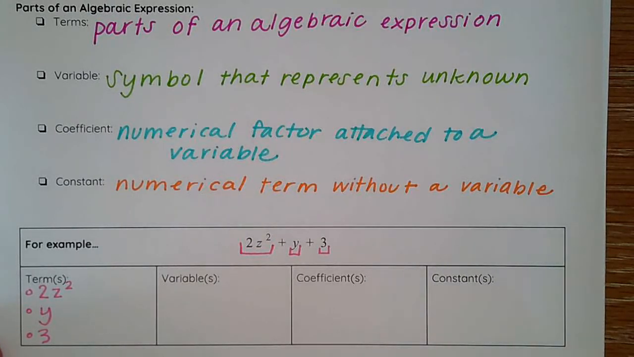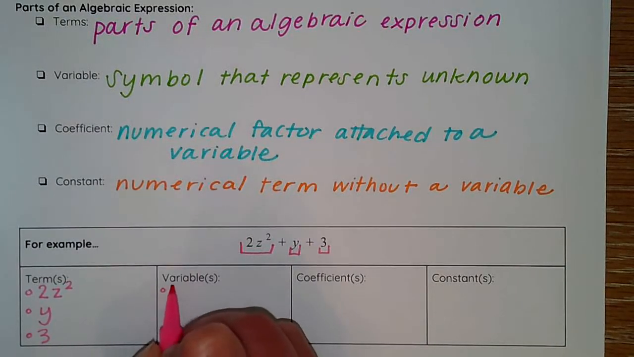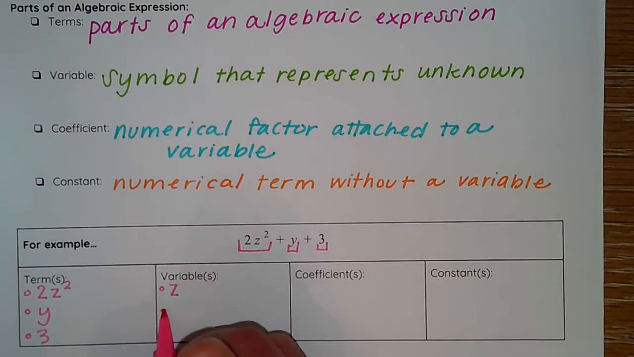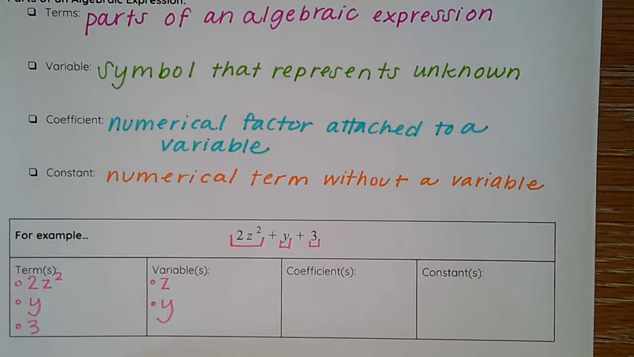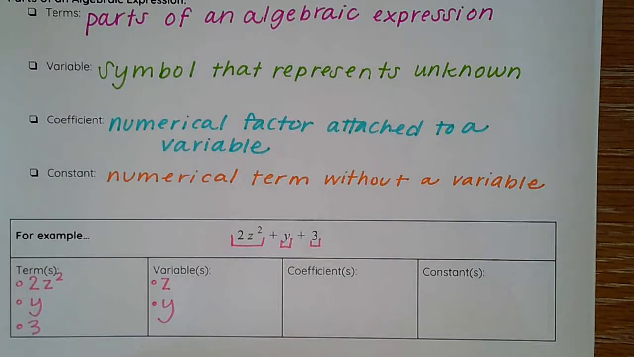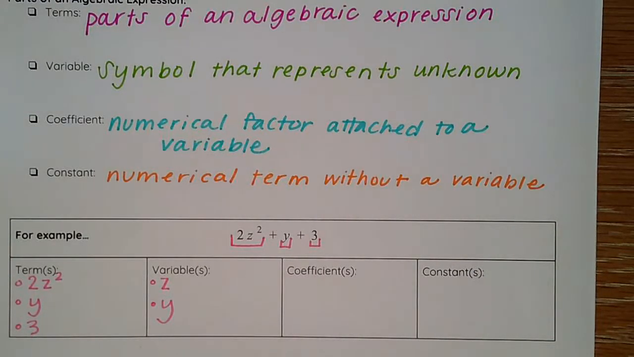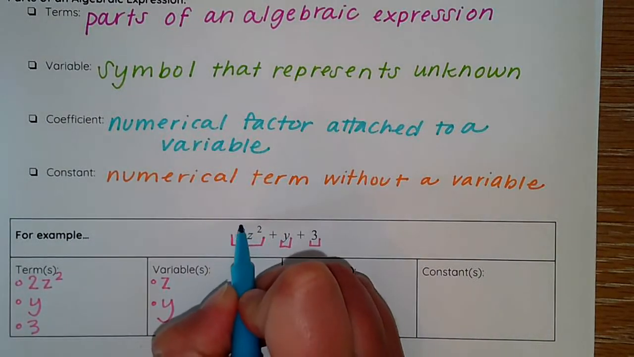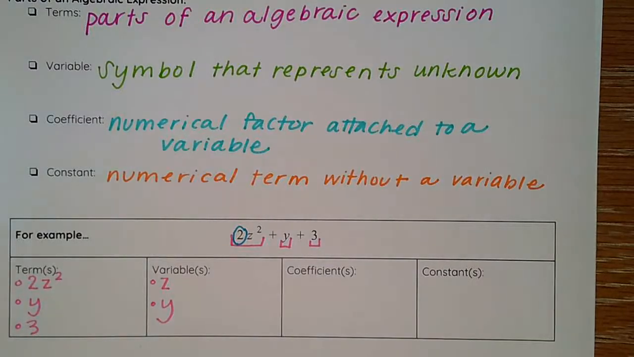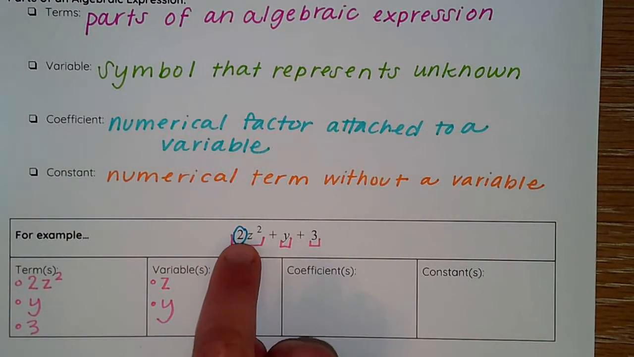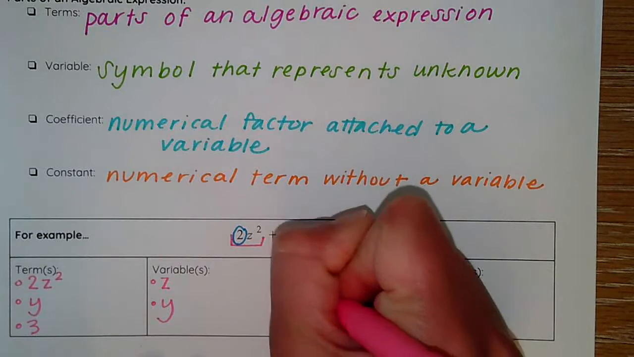Next, we move on to our variables, and those are, as we mentioned before, the letters, those unknown letters. Here we have 2. We have z and we have y. Those are our variables. Next, we have our coefficients. Our coefficients can get a little tricky. We can right away see that 2 is a coefficient. That 2 is attached to the variable z.